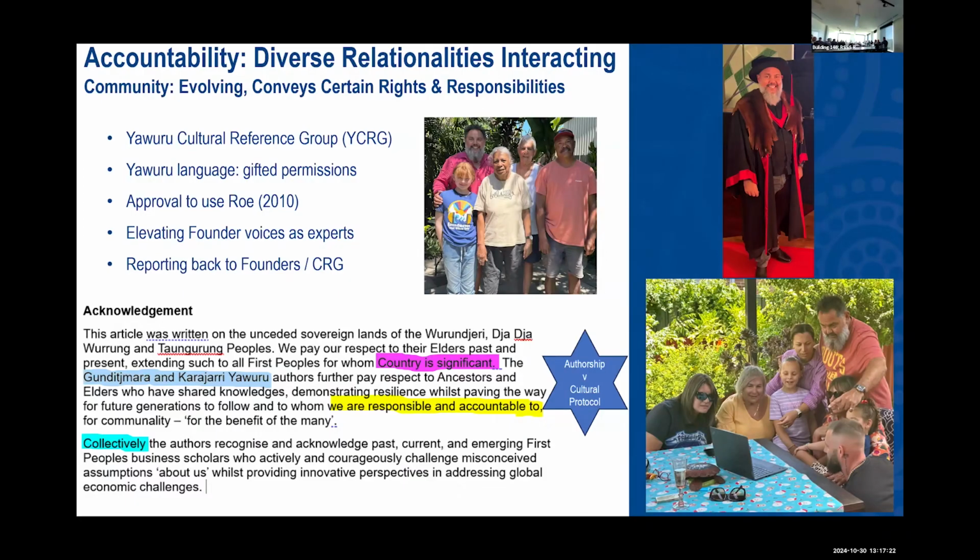So I would encourage you to be very specific with who you're getting that support, that consultation, that community endorsement. In my research, where possible, I use Yaru language. It's something that I was gifted, and I am really fortunate to be able to use that. For me, accountability. So in referencing Rowe, we can all do Rowe 2010, or Rowe and Casey, the other author of Nalu. But my cultural reference group said, no, we want you to actually speak with Uncle Joe's son and get permission.